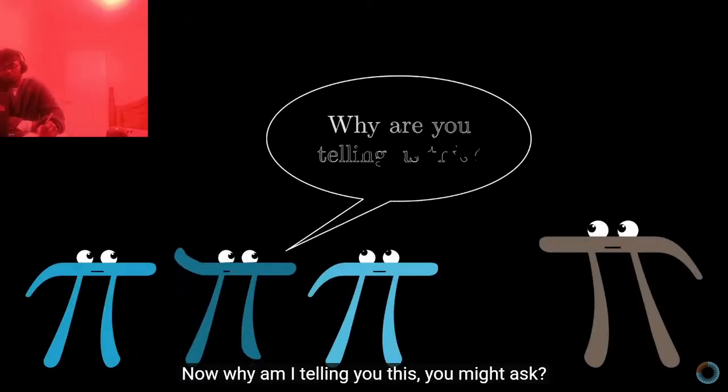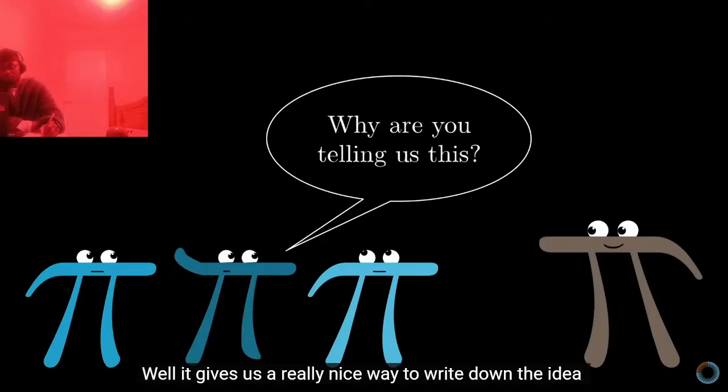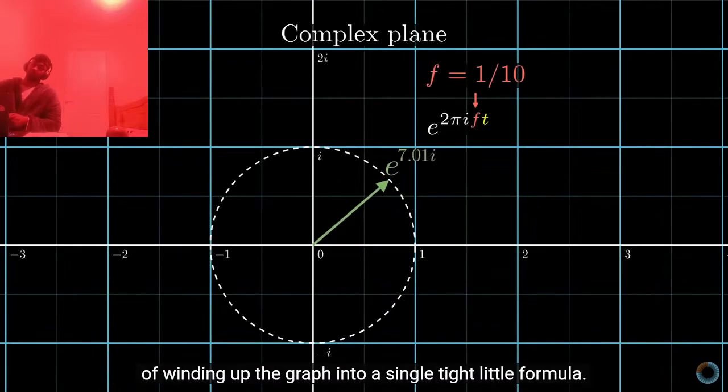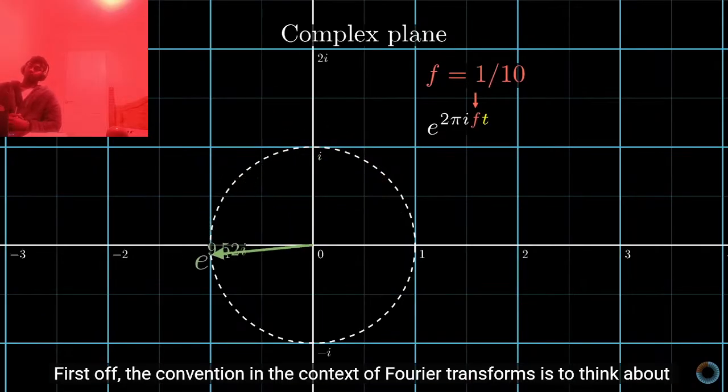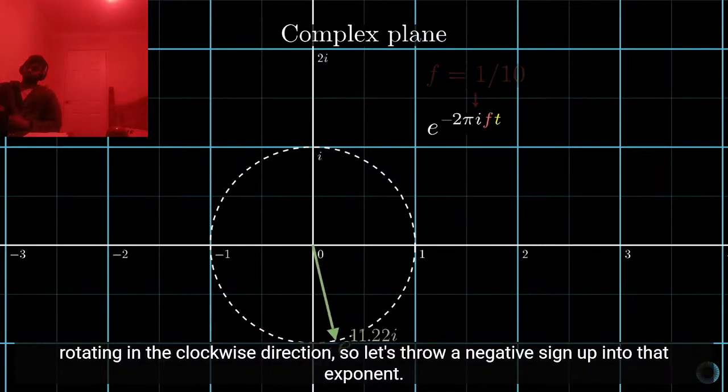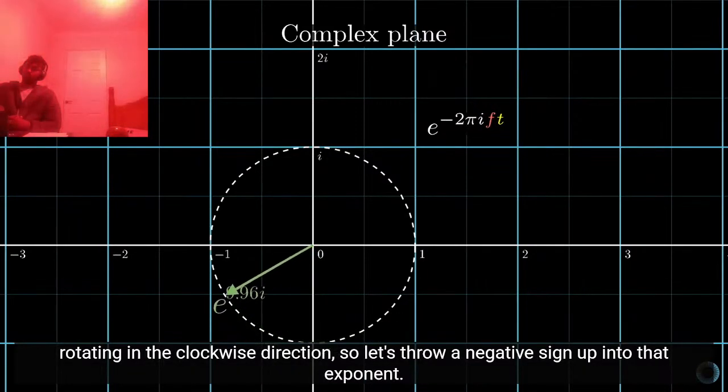Now, why am I telling you this, you might ask? Well, it gives us a really nice way to write down the idea of winding up the graph into a single tight little formula. First off, the convention in the context of Fourier transforms is to think about rotating in the clockwise direction. So let's go ahead and throw a negative sign up into that exponent.